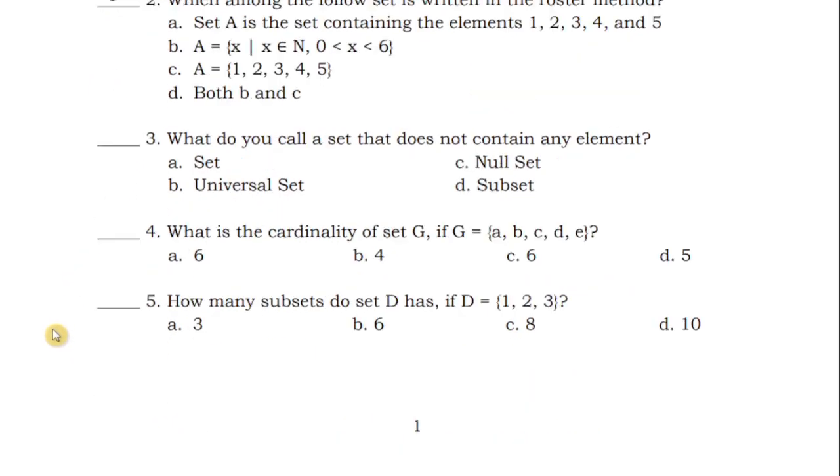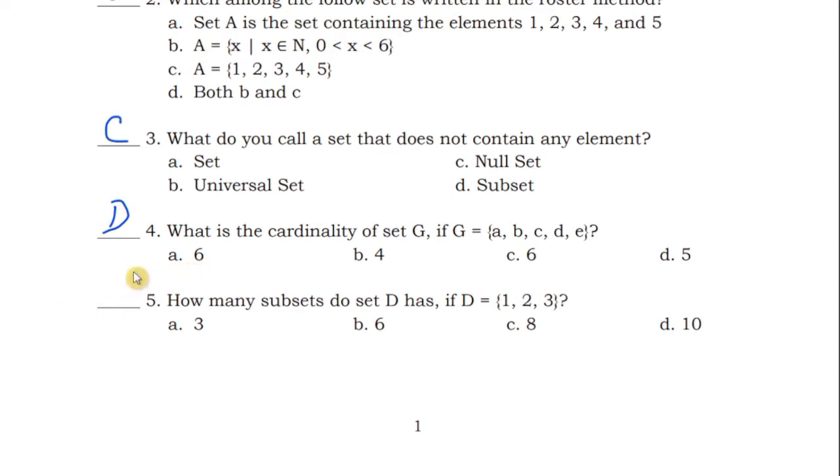So in number 3, what do you call a set that does not contain any element? A, set, B, universal set, C, null set, D, subset. So still the same, the answer is C. Number 4, what is the cardinality of set G if set G is equal to the set A, B, C, D, E? A is 6, B is 4, C is 6, D is 5. So the answer of this is D.